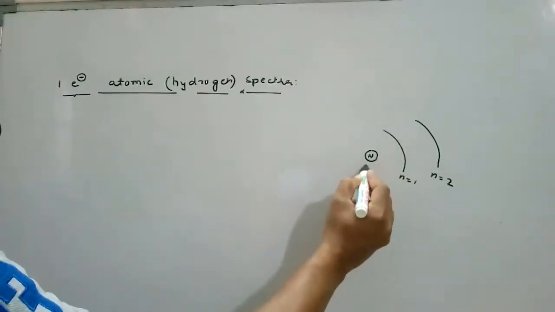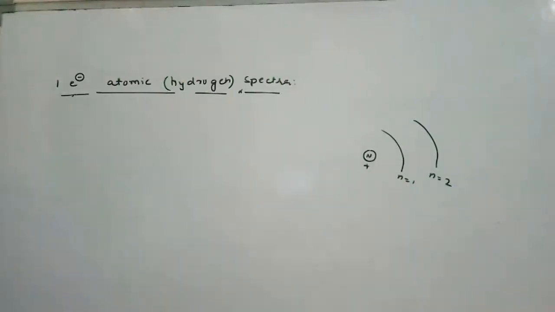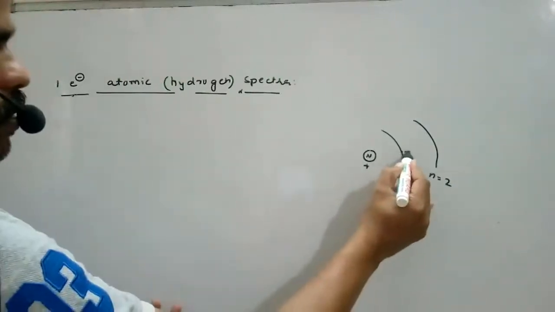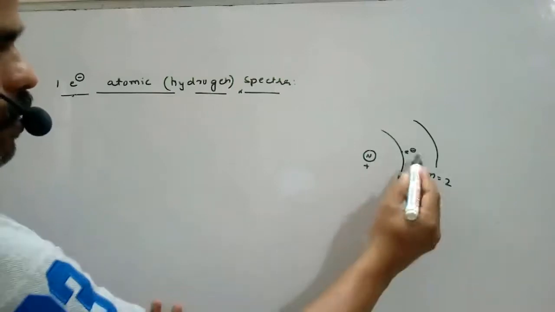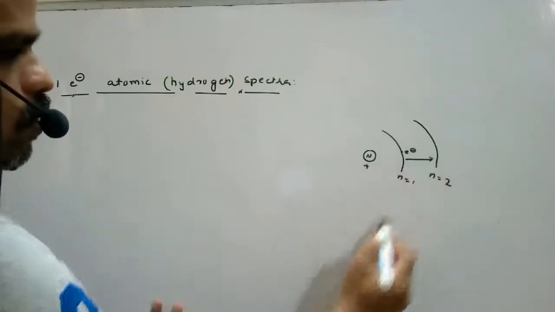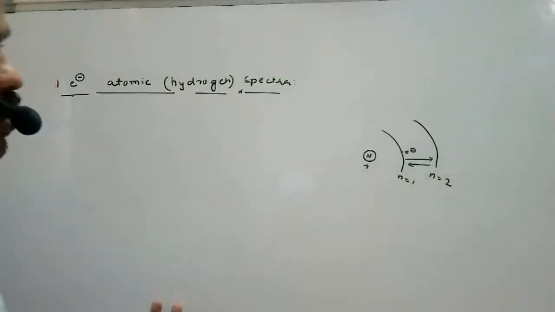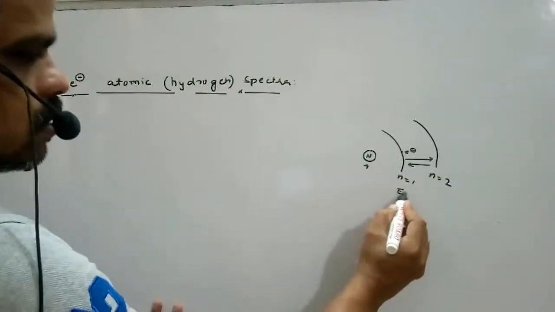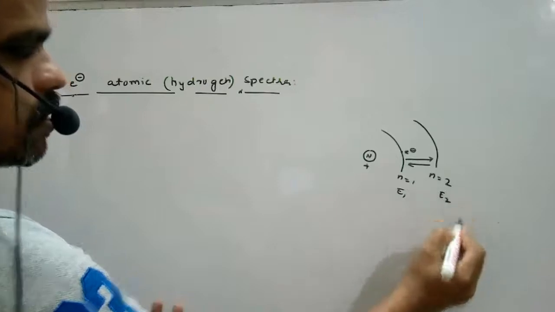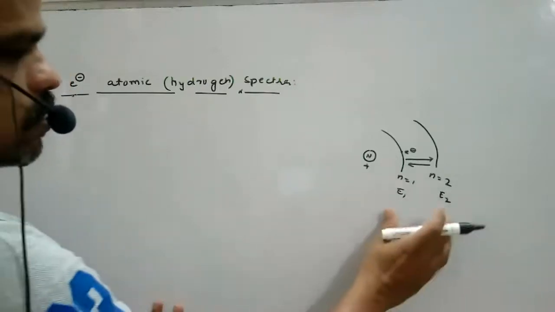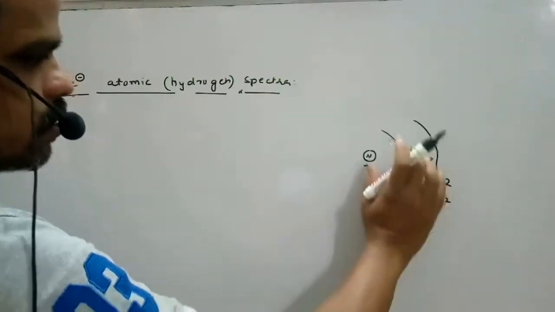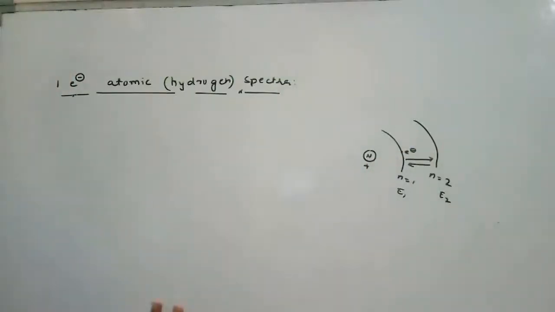This is the nucleus, the positive. If the electron is moved to a higher level, then it jumps to a lower level. So in the transition, this is one energy level, this is the second energy level. What is the frequency when the electron jumps from one energy level to another energy level? I want to calculate that.